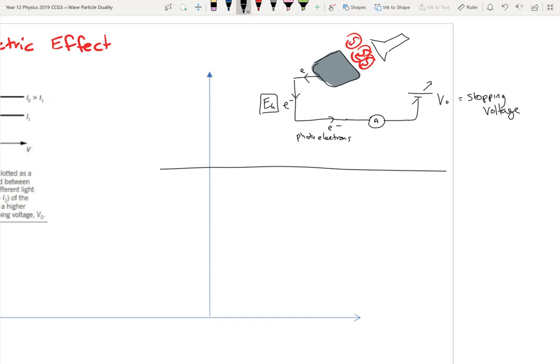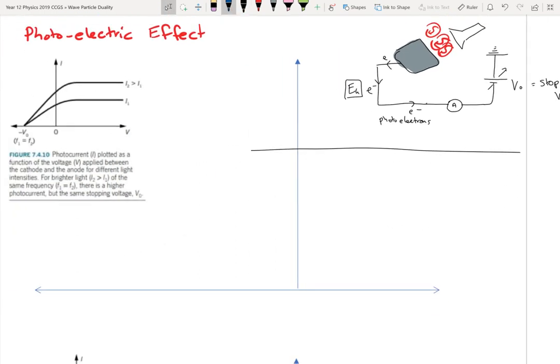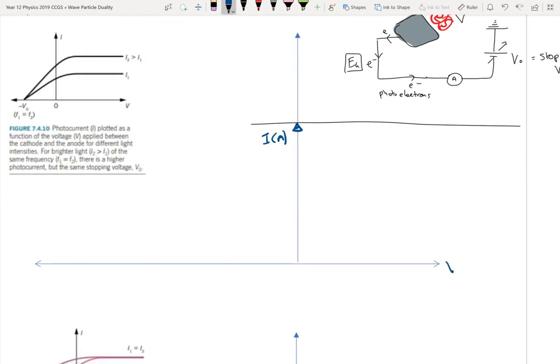Okay? Now don't worry where this circuit goes. Let's just say that it goes to Earth. But for now, you could measure the stopping voltage. Okay? So here are two very important experiments. Could we put current on the y-axis and voltage on the x-axis?